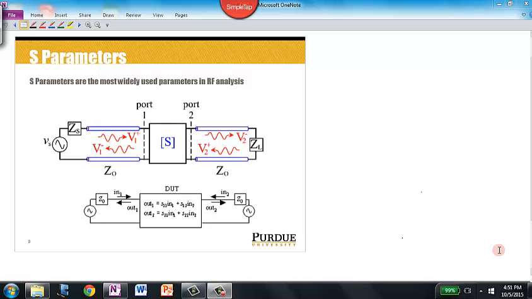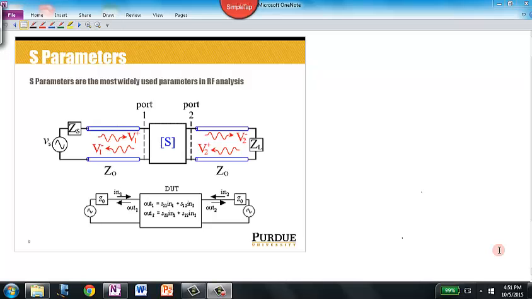The network parameter that's going to prove most useful to you in microwave analysis, and the one that you're going to come across most frequently if you pursue a career in microwave analysis, is going to be the scattering or S parameters. And these parameters are based on reflections of waves at impedance boundaries. So they're kind of based on transmission line theory.